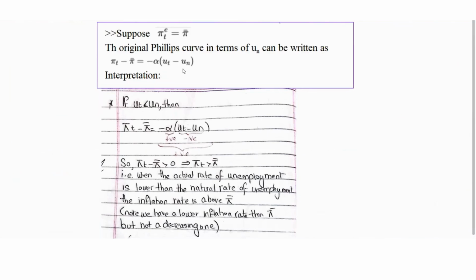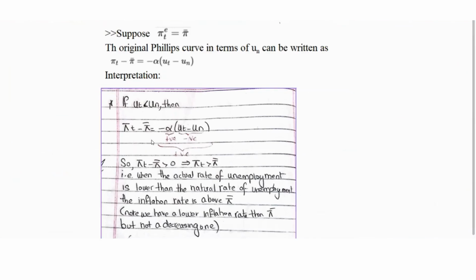Now let's look at the interpretation of this. Let's say ut is less than un. Then pi t minus pi bar is equal to minus alpha times ut minus un. Since ut is less than un, ut minus un is negative, and alpha is a positive parameter. So this is minus, minus, plus, and then we have a plus here. So overall, pi t minus pi bar is positive, so pi t is greater than pi bar. I.e., when the actual rate of unemployment is lower than the natural rate of unemployment, the inflation rate pi t is above pi bar.